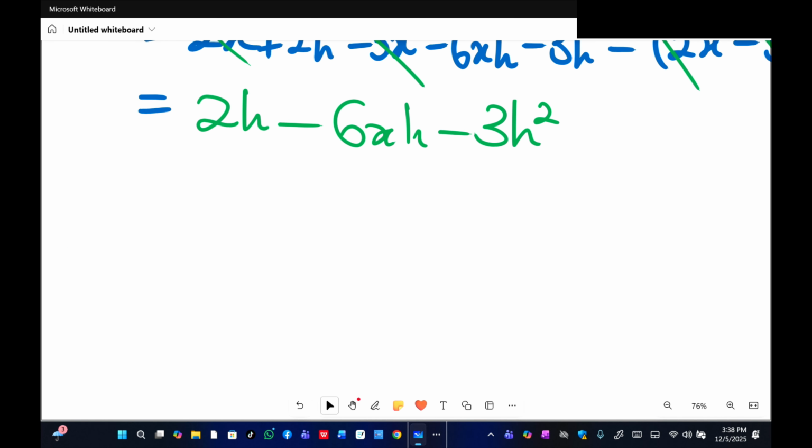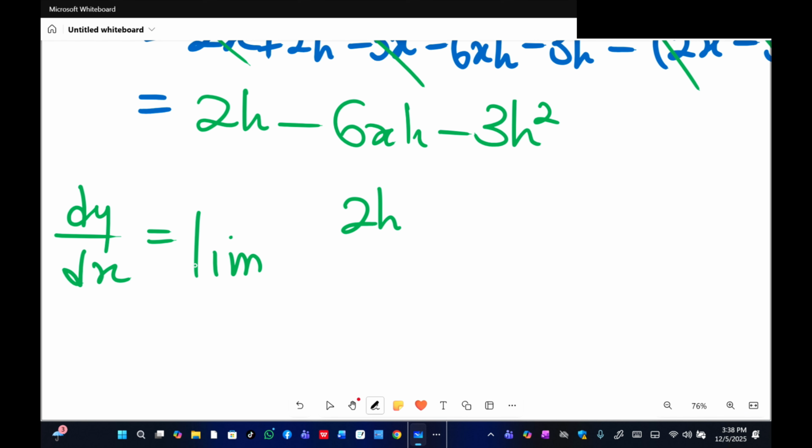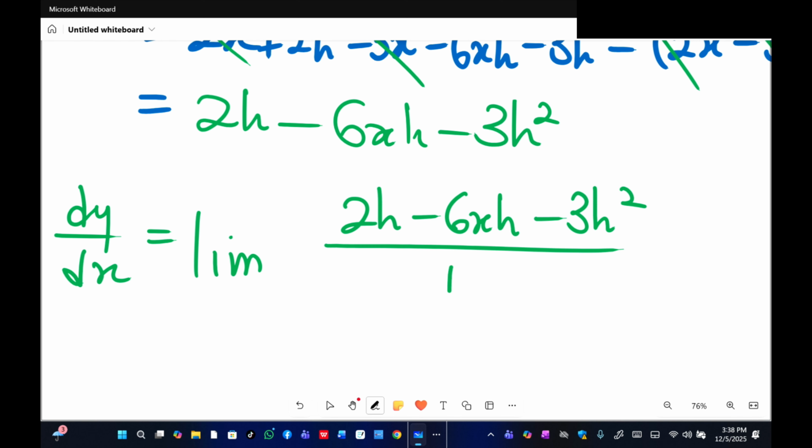All right, so we can now replace the components in the formula. So we have our dy/dx, which is equal to f of x plus h minus f of x, but the numerator is the same as the 2h minus 6xh minus 3h squared. Now let us bring our limit first. So we have a limit of our f of x plus h minus our f of x, which is 2h minus 6xh minus 3h squared, divided by the h as h approaches 0.